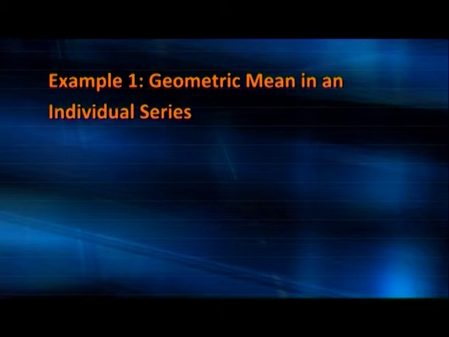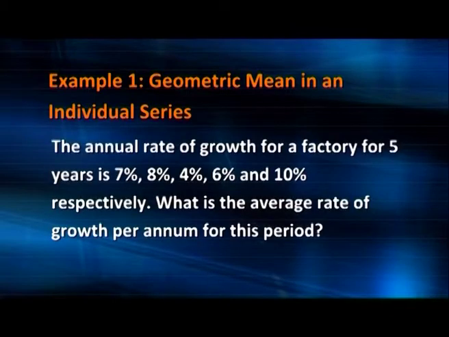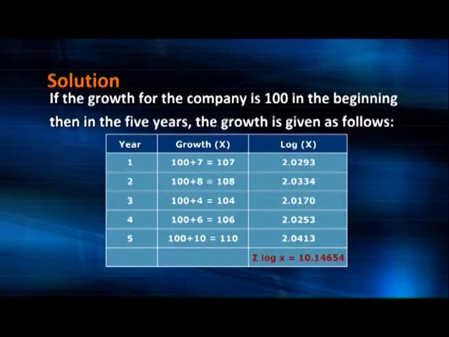In the first example, we are given that the annual rate of growth for a factory for 5 years as 7%, 8%, 4%, 6%, and 10% respectively. We have to calculate the average rate of the growth per annum for this period. Now, if the growth for the company is 100 in the beginning, then in the 5 years, the growth is given as 100 plus 7, 100 plus 8, 100 plus 4, 100 plus 6, and 100 plus 10 respectively.